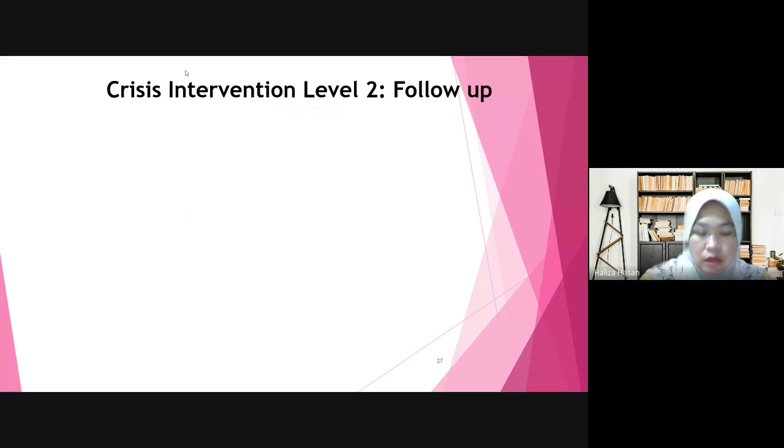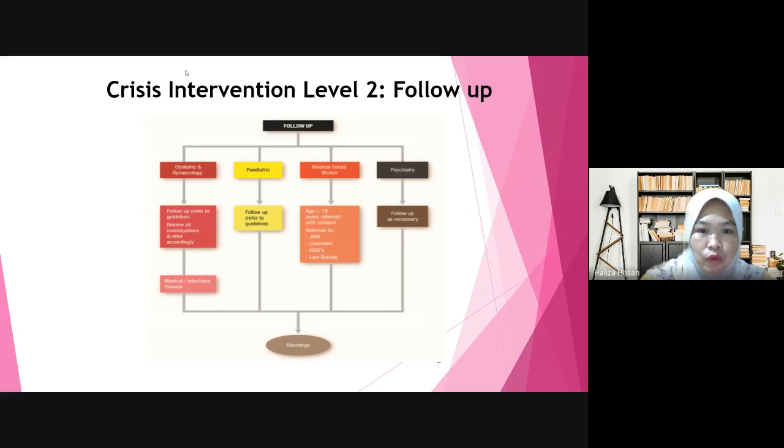Crisis intervention level 2, we do follow up. For example, OBGYN follow up, refer to the guideline, review all investigations and refer accordingly. Then we refer to medical or infectious disease, for example rape cases. Rape cases might be referred, and also checked for infectious diseases like HIV. Pediatric also, you have to follow the guidelines.